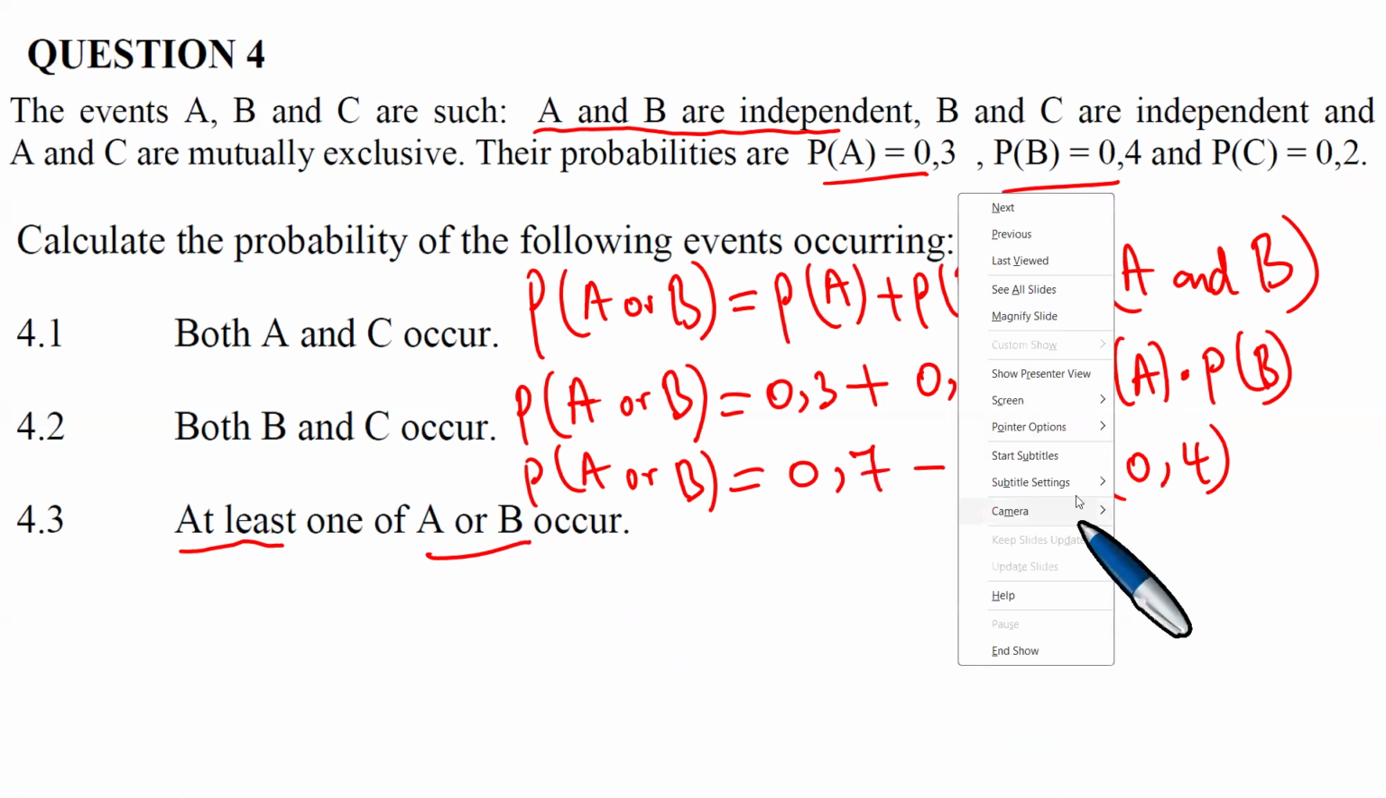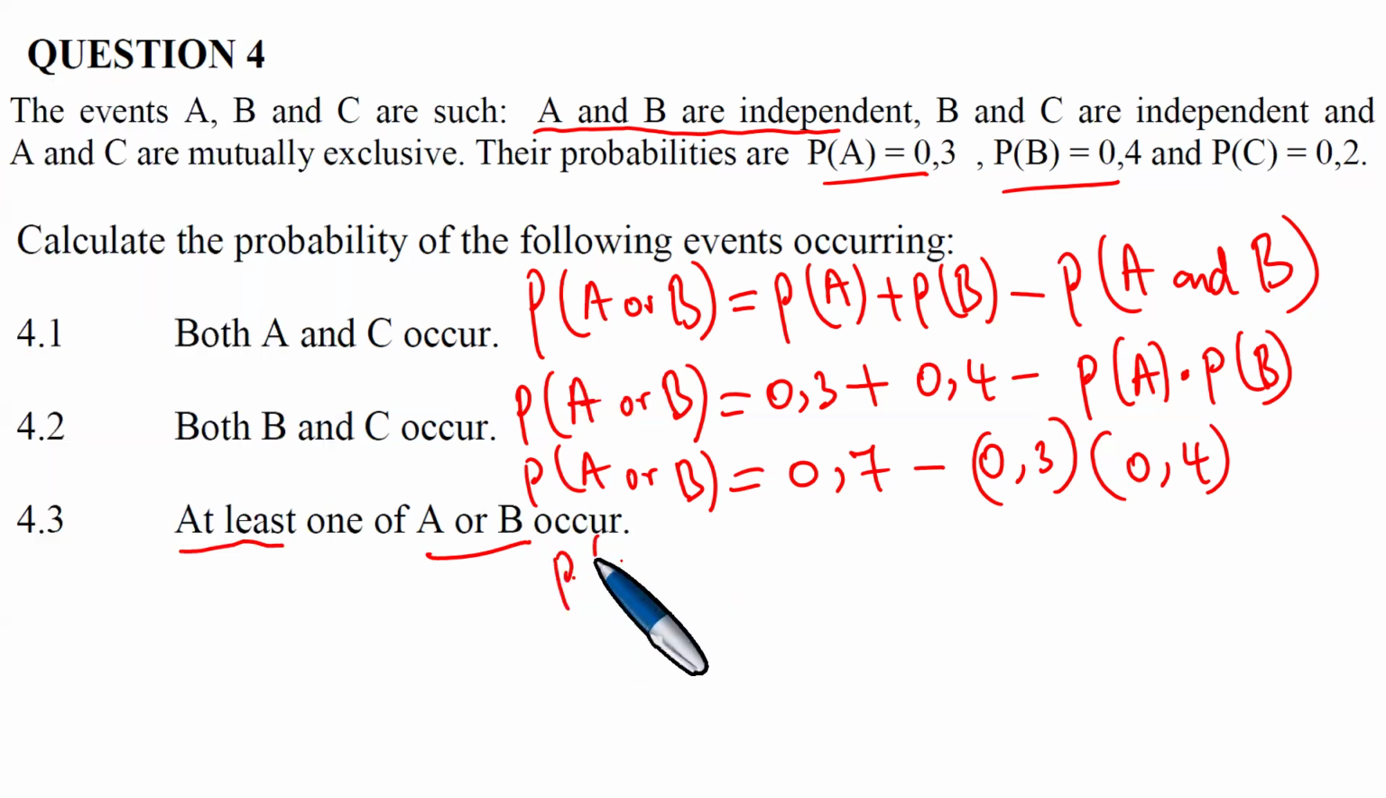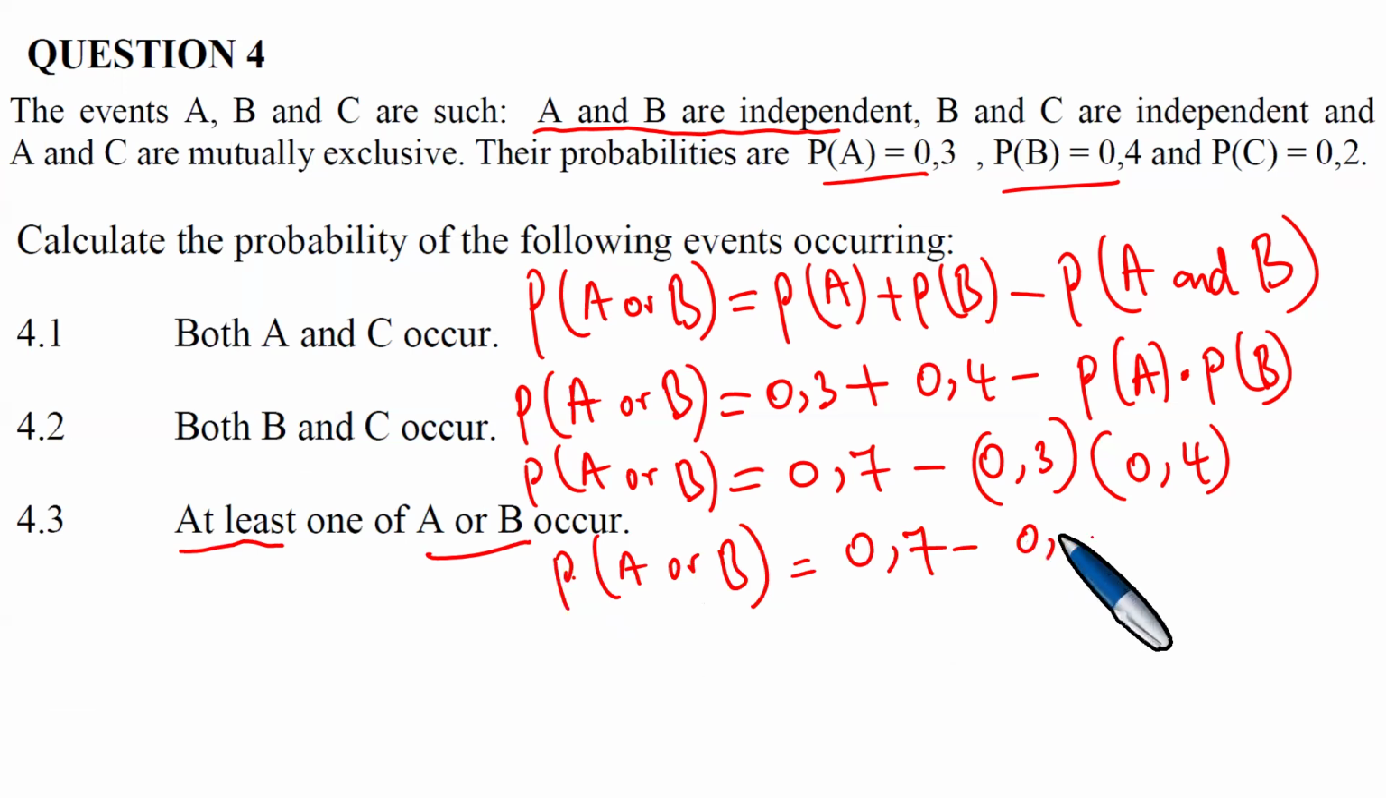We can use our calculator. In which case, we know 0.3 times 0.4 is actually 0.12. So we have that the probability of A or B is 0.7 minus 0.12. What is the answer?